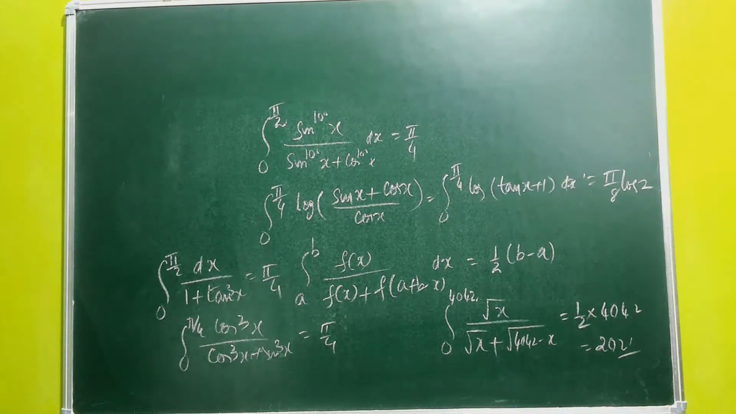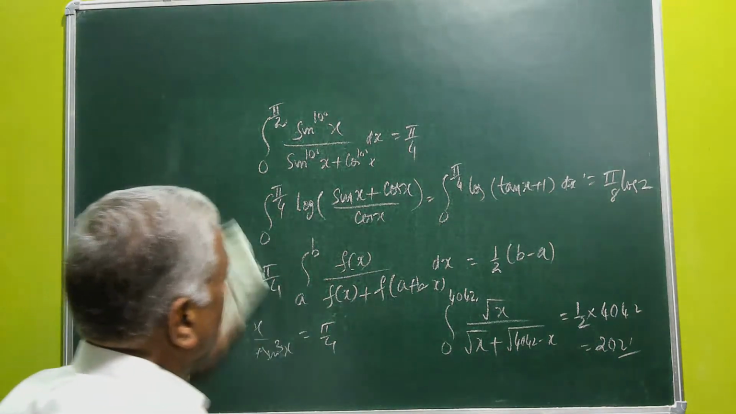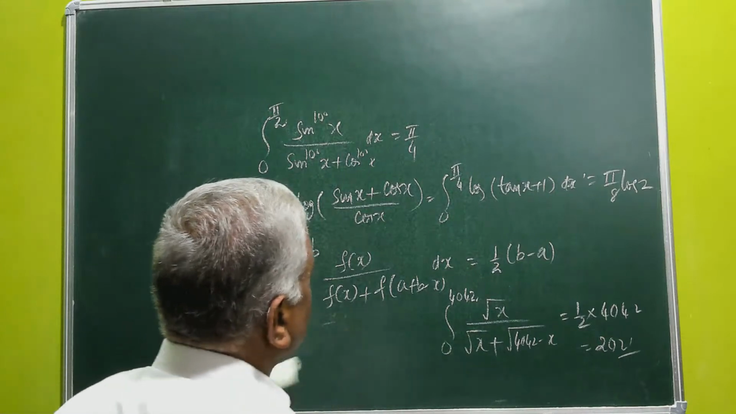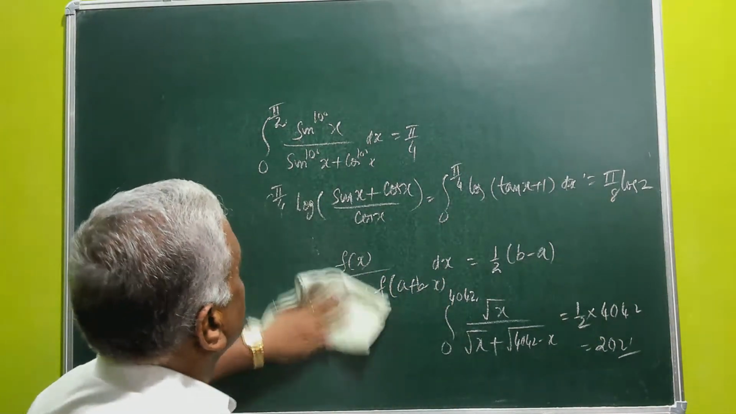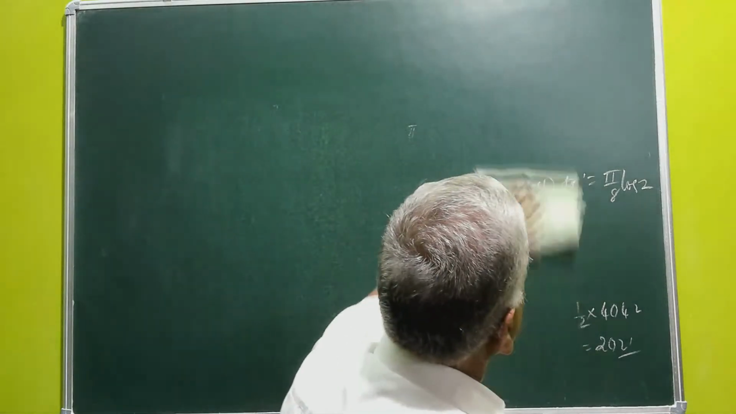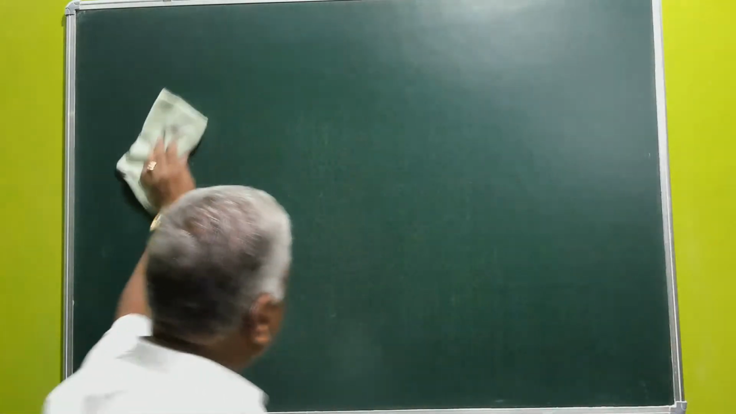The next problem. So please make this correction. I've given these values 8 and 10. Now you take it as 8 plus b minus x, so that you can recognize that format. F of x plus f of a plus b minus x.